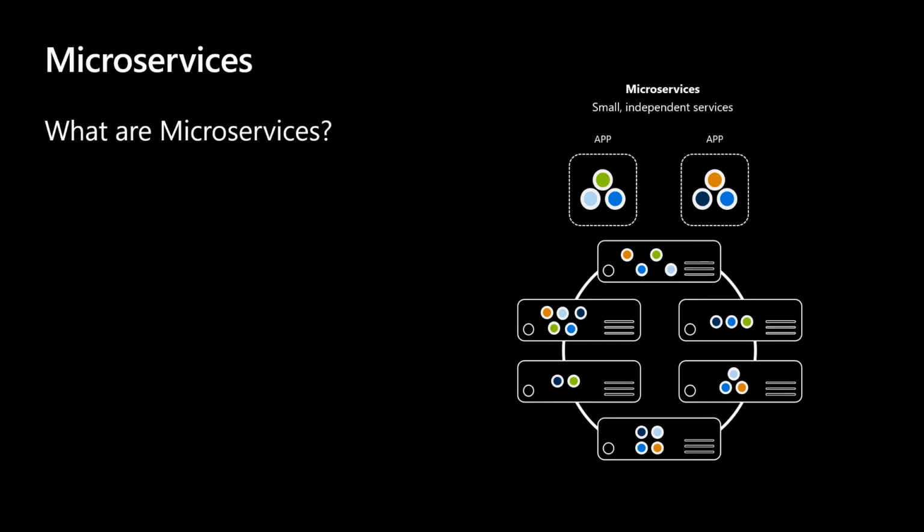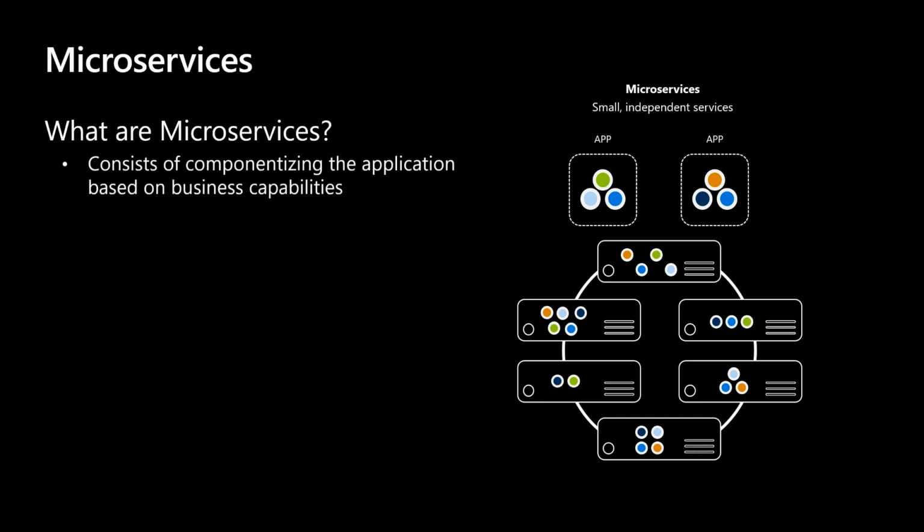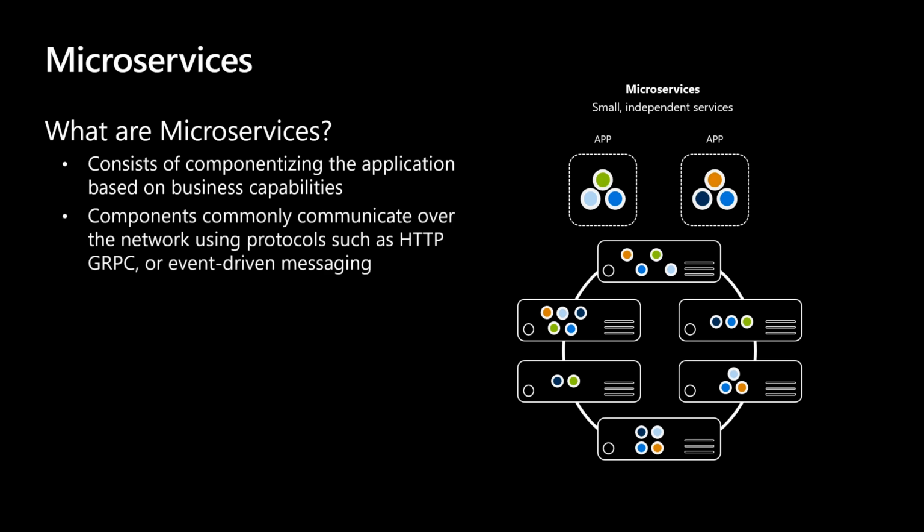So we're going to start off by talking about microservices and Kubernetes. Microservices consist of componentizing an application based on business capabilities. These components commonly communicate to each other over the network using protocols such as HTTP, gRPC, and event-driven messaging, to name a few. Containers are commonly used as a way of packaging microservices. They include everything that is needed to execute your code, such as dependencies, libraries, and the code itself. Containers run your code consistently and reliably from one environment to another.